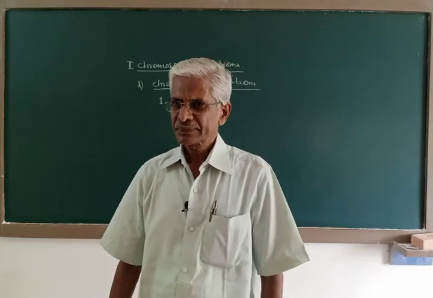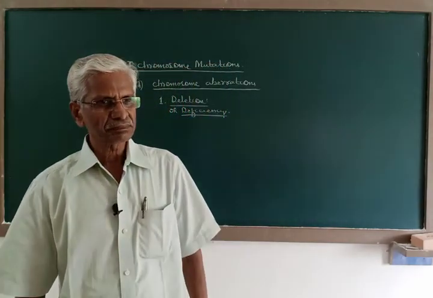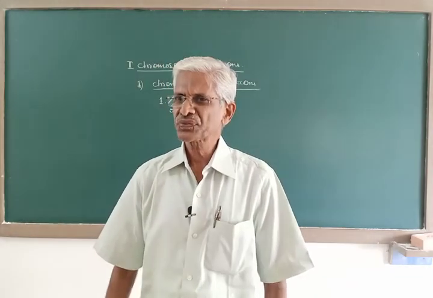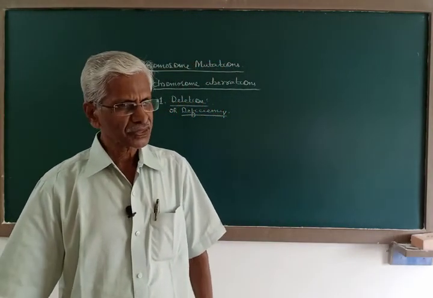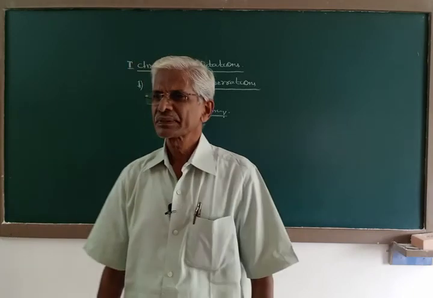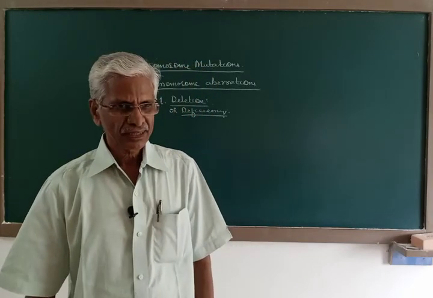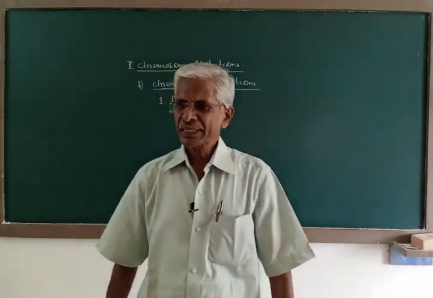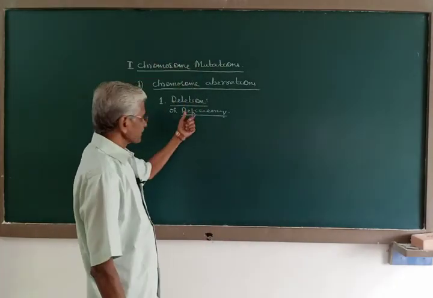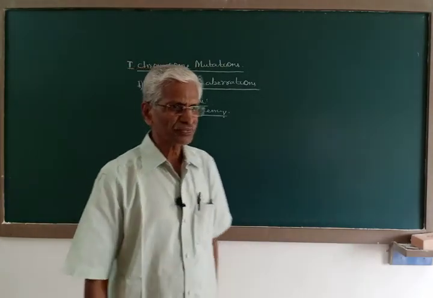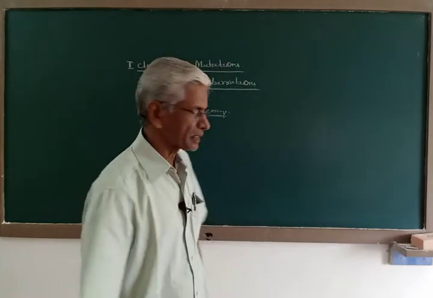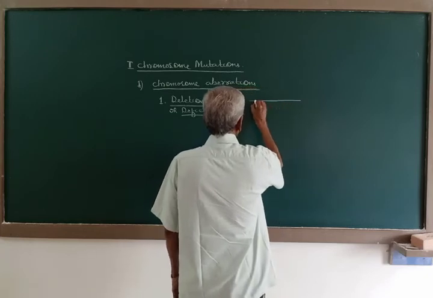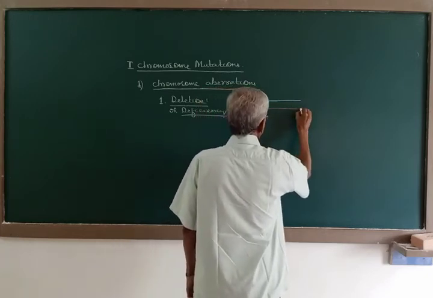As a result, the chromosome loses some of the genes from the linkage group and becomes shorter. Now, we can diagrammatically represent this type of chromosome aberration called deletion. Now, here is a chromosome. Now, this is the chromosome.